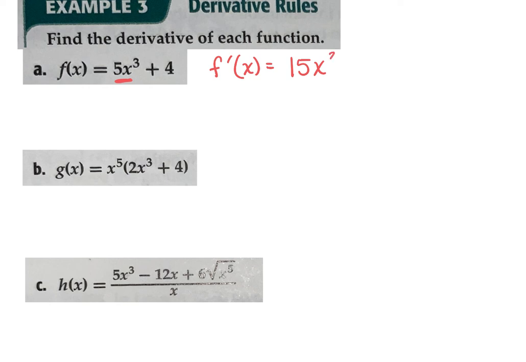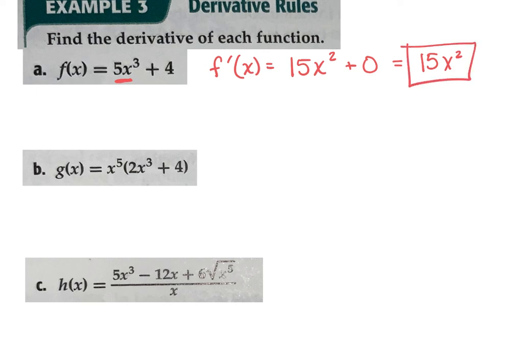So it's 2. All right? Plus, I have a constant. What's the derivative of any constant? 0. So my derivative here is just going to be 15x squared. All right, that is my derivative.